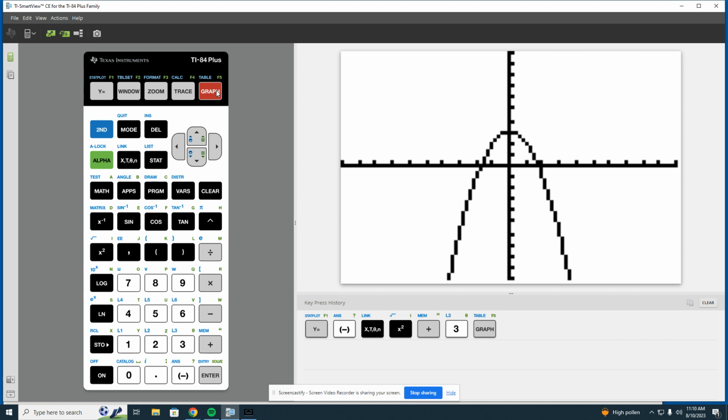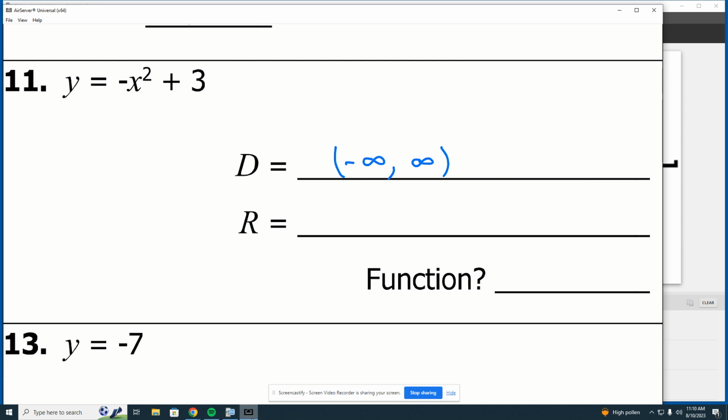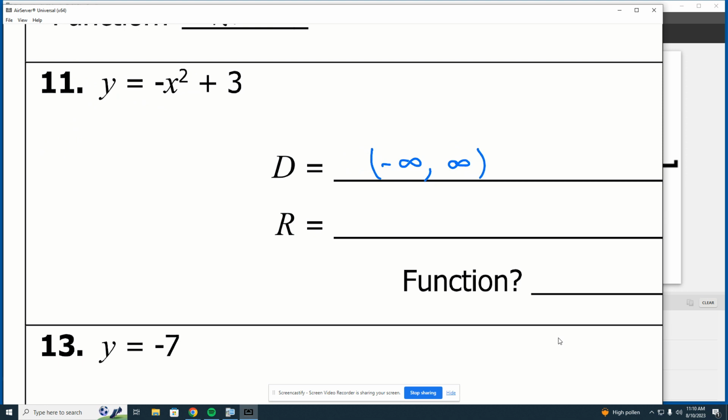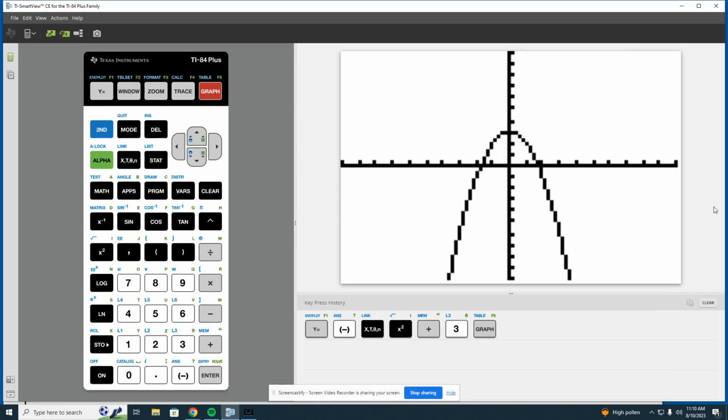Infinity. So my domain, y'all, is negative infinity to positive infinity on number 11. All right, now let's go back down and look at the range. How far down will this go? Forever. What's forever down? Negative infinity. Now, will it go up forever?